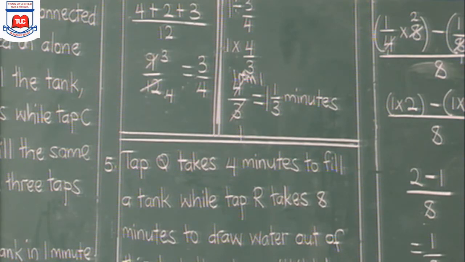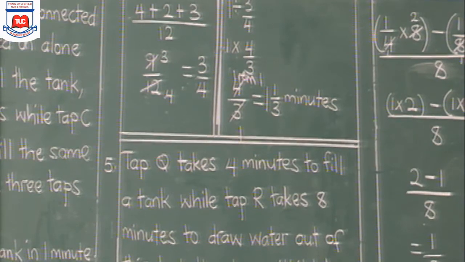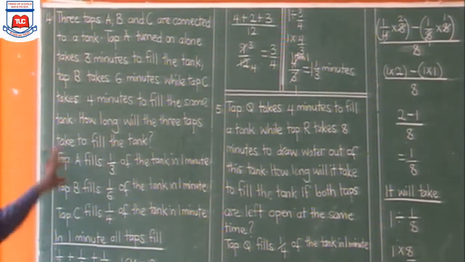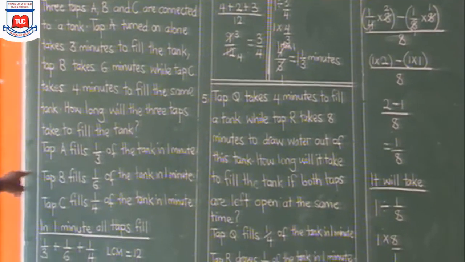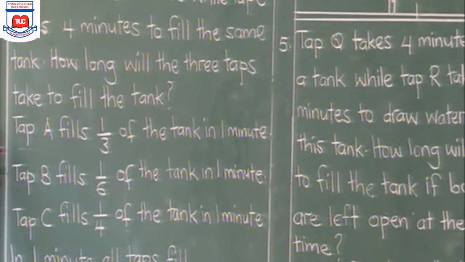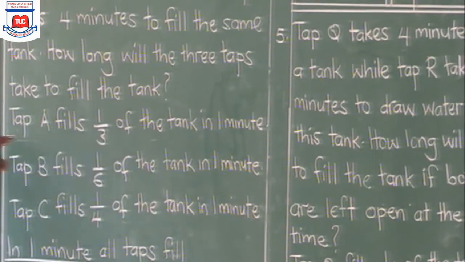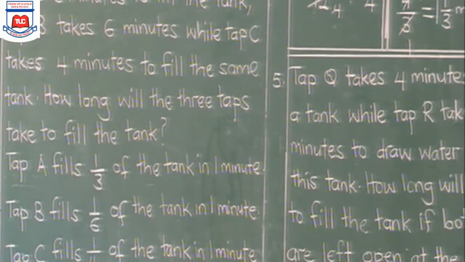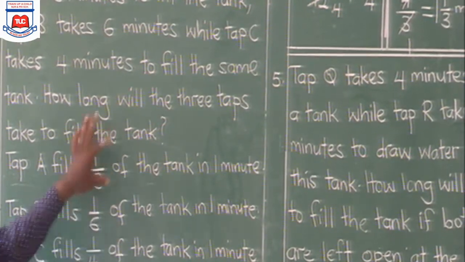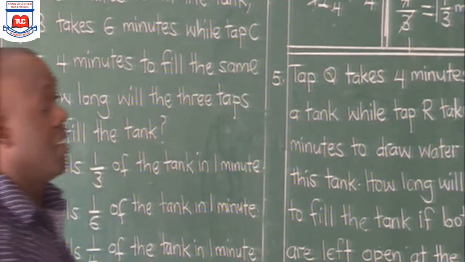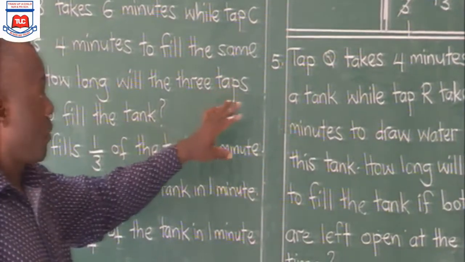Remember, you will have to involve this wording. Don't just say tap A equals 1/3. Somebody will wonder where I've got 1/3 from. Write the whole statement very well. The fact being that tap A takes 3 minutes. Apply fractions in the statement like this. You say tap A fills 1/3 of the tank in 1 minute. So you do to all other taps. You want to introduce fractions in the whole story and then get your 5 marks.